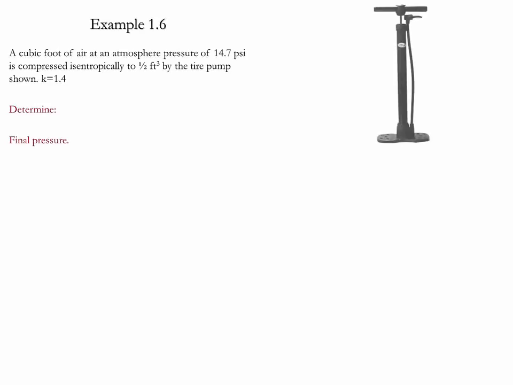Example 1.6. A cubic foot of air at atmospheric pressure of 14.7 psi is compressed isentropically until it reaches half a cubic foot of volume. This is done by the use of a tire pump. We need to determine the final pressure of the air using these conditions. K for the air is equal to 1.4.